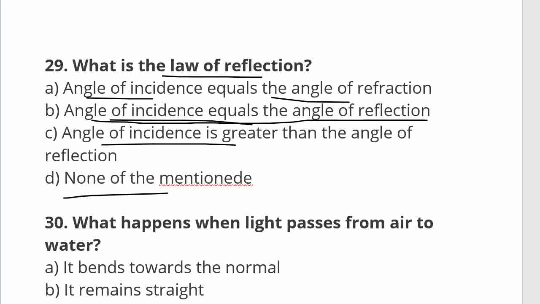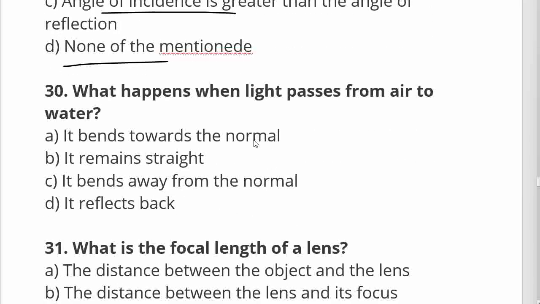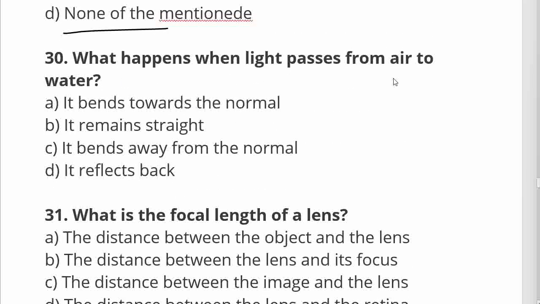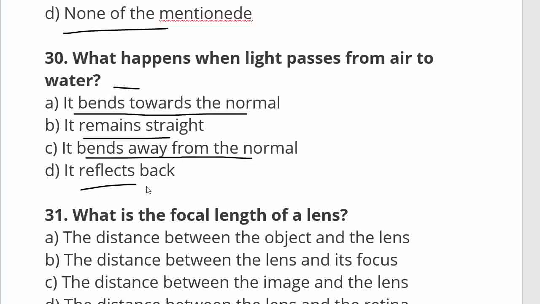Now the next question is, what happens when light passes from air to water? Options are A, it bends toward the normal. Option B, it remains straight. Option C, it bends away from the normal. And option D, it reflects back. The right answer is option A. It bends towards the normal. When light enters a denser medium such as water from air, it slows down and bends toward the normal line, the perpendicular line to the surface. This is due to refraction.